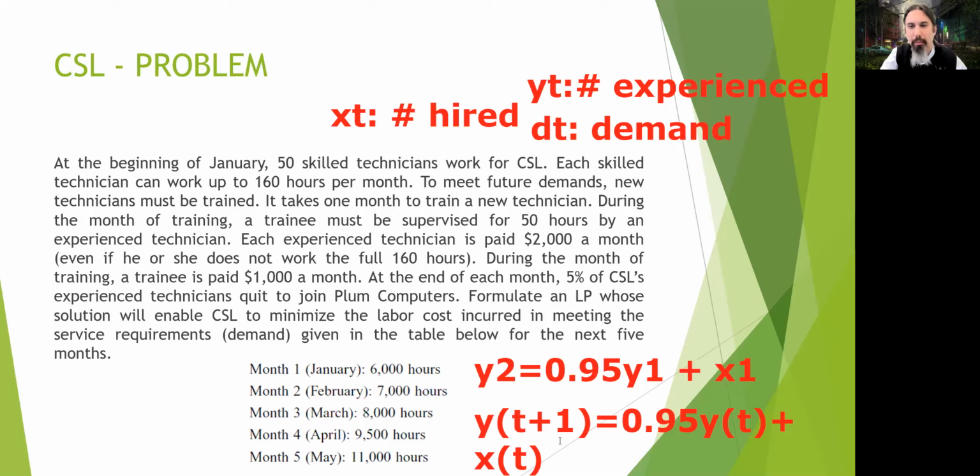All right. What about the demand constraint? We have to come up with a solution that meets the demands. How can I find a constraint for the demand? Let's start with the first month. How am I going to fit the time of my technicians into 6,000 hours? What's the formulation? How can I do this?